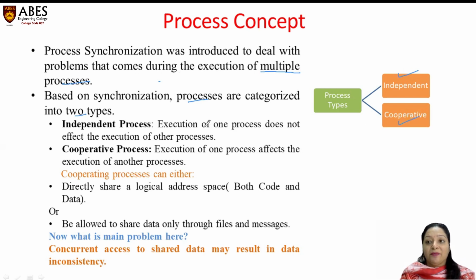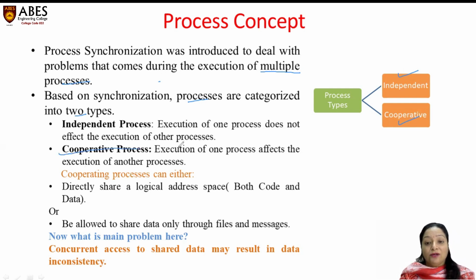Now, what are independent processes? Those processes which are completely independent of each other, meaning the execution of one process is altogether independent of the execution of another process. They do not interfere with each other's execution, and they do not depend on each other's execution. Next is cooperative processes.